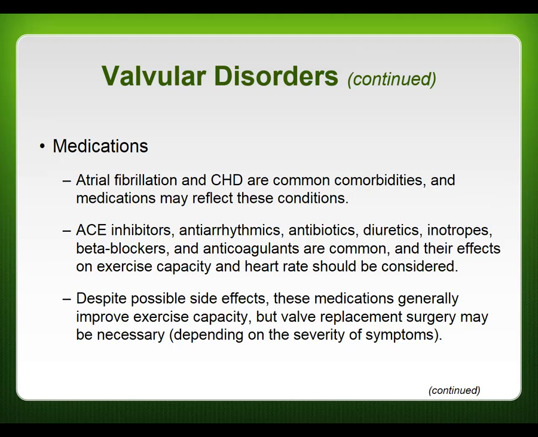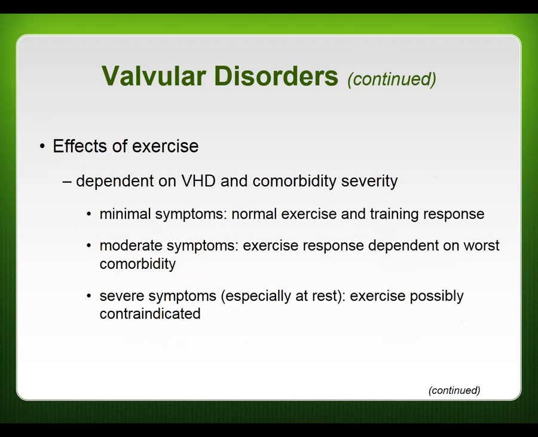Medications: AFib and CHD are common comorbidities, and the medications may be the same as what you'll see in those: ACE inhibitors, antiarrhythmics, antibiotics, diuretics, inotropes, beta blockers, anticoagulants, and they'll all have their different effects on exercise. Despite possible side effects, these medications generally improve exercise capacity, but valve replacement surgery may be necessary depending on the severity of their symptoms.